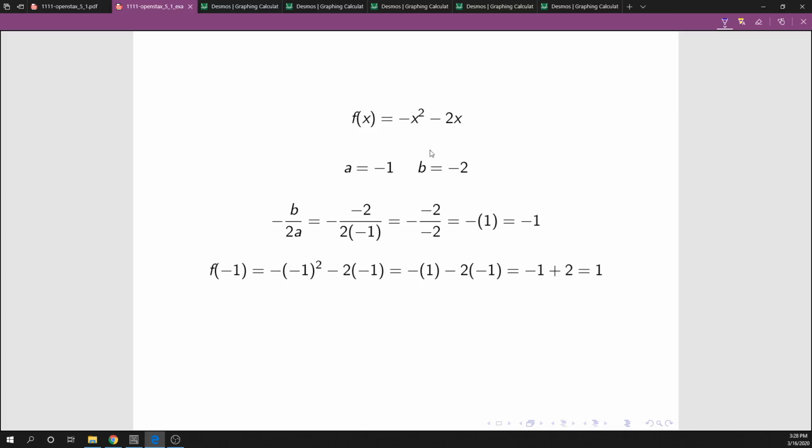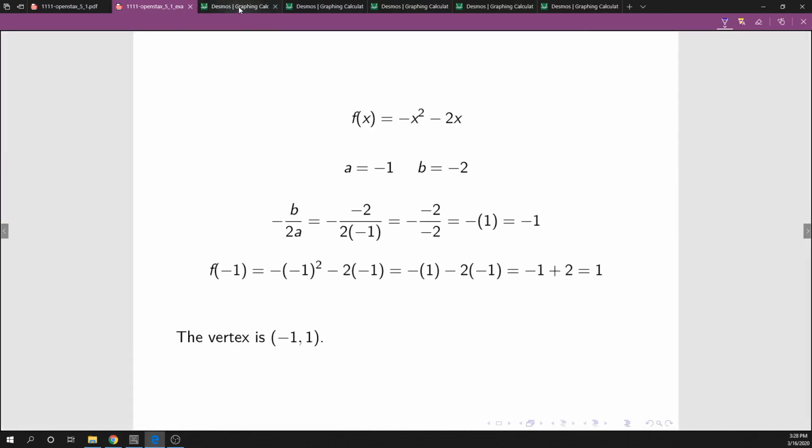So that can be a little bit tricky, right, when you have a negative sign and then a negative number out in front of a squared x, right? And then you're also plugging in negative numbers. You need to be careful about how that's done, and it's easy to make a mistake if you're not careful. Okay, and so the vertex here is going to be -1 and 1.